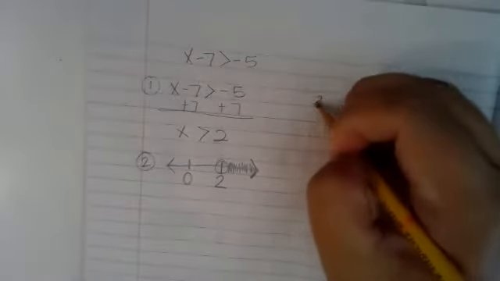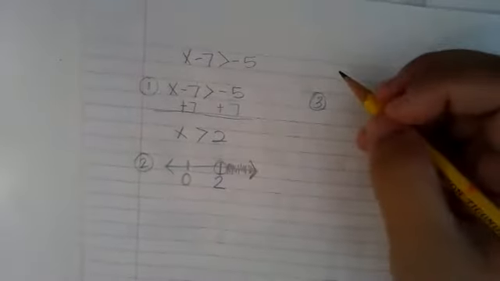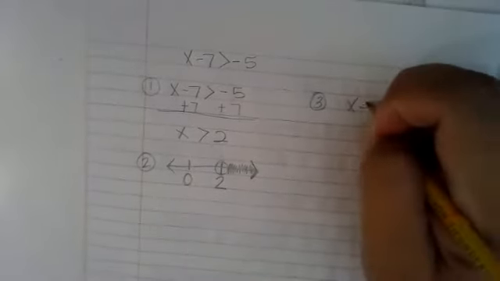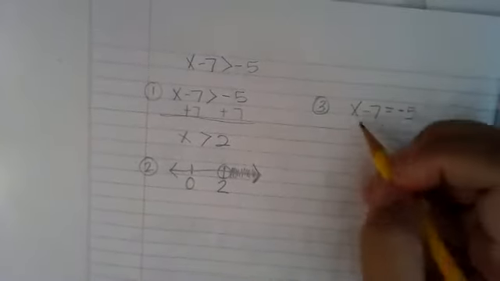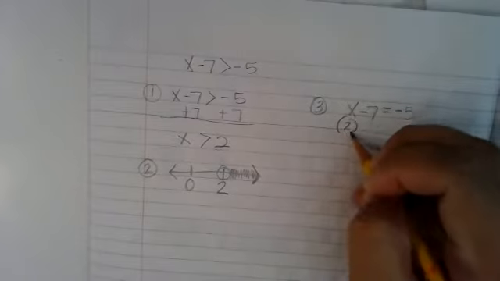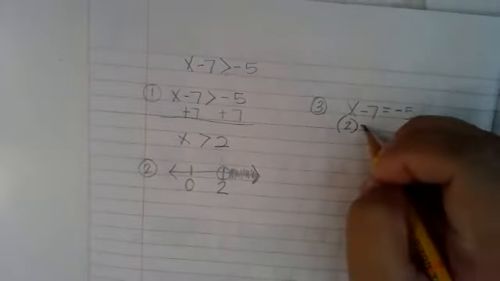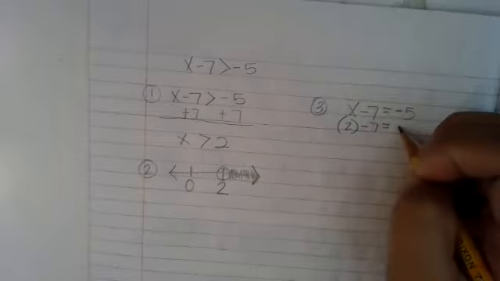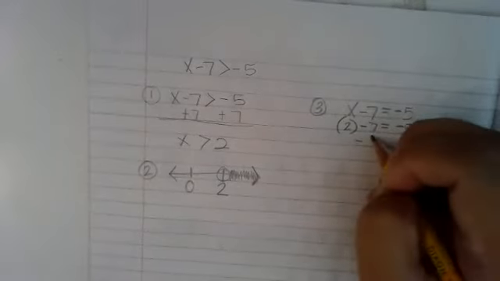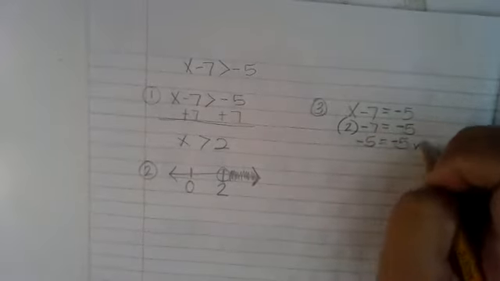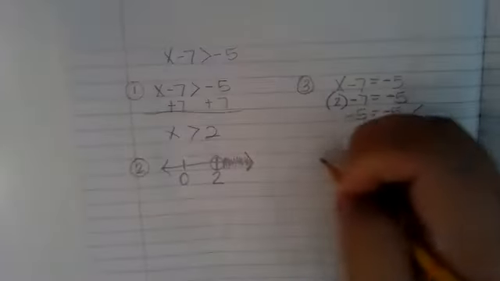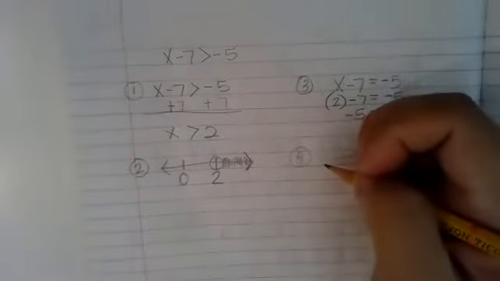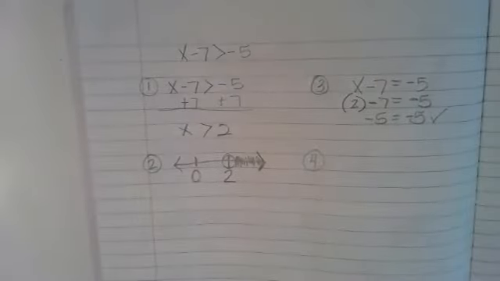Here is step 3, checking my math. So I have x minus 7 equals -5. My x is 2, so I substitute that in. 2 minus 7 equals -5, and I get -5 equals -5, so that checks out. My math is correct. Then I go on to step 4, which is checking the solution set.